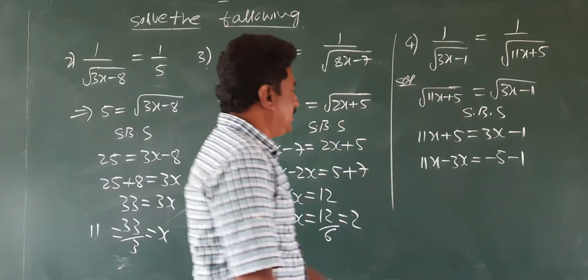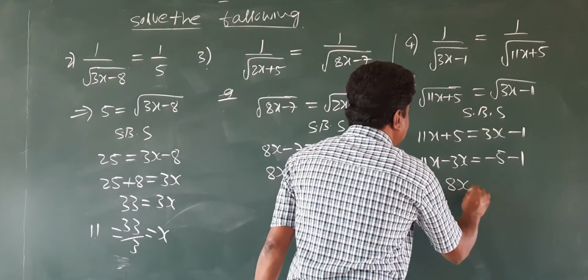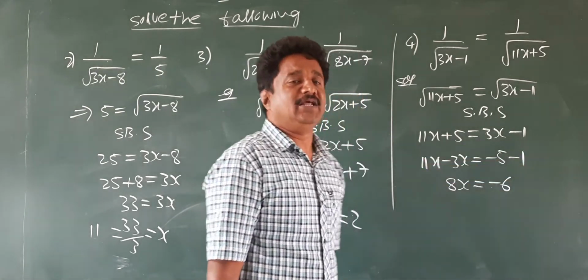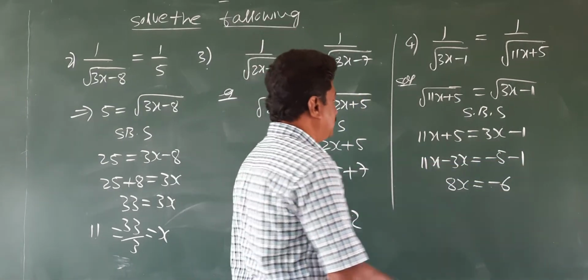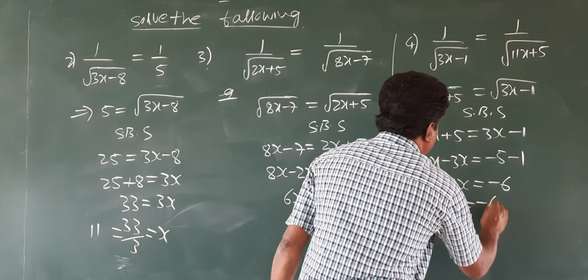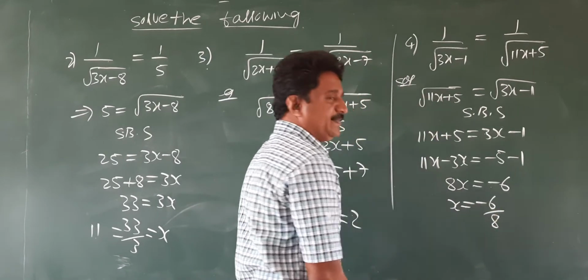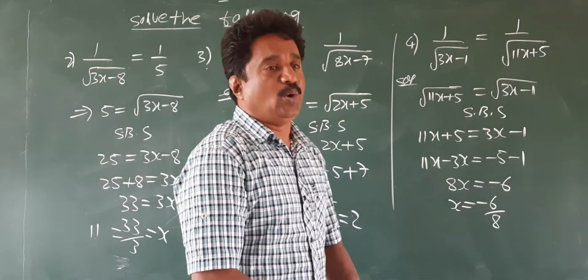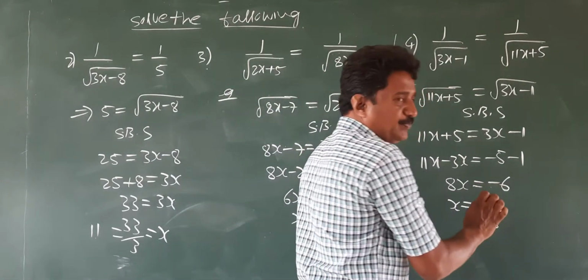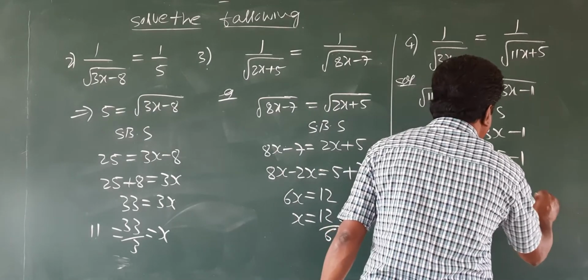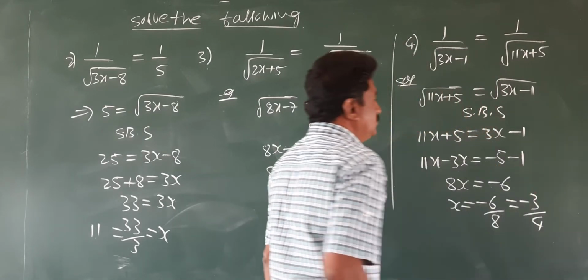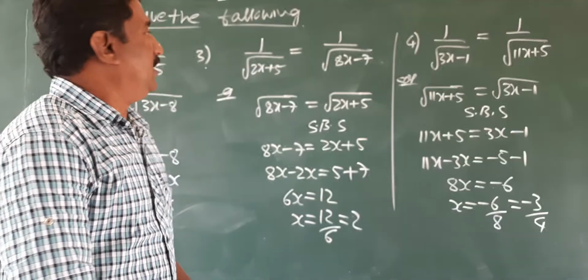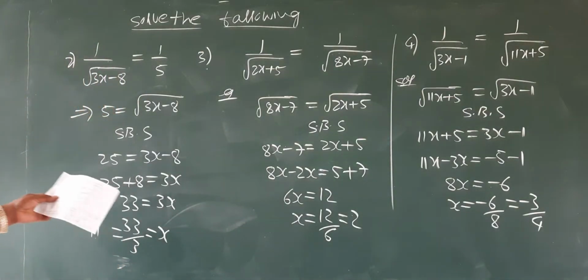8. 8x. So 8x is equal to minus 6. Minus 5 minus 1, it is minus 6. x is equal to minus 6 by 8. I think you can divide both the numbers by 2. So dividing by 2 is possible. So write minus 3 by 4. So we got the x value as minus 3 by 4. Let us go for the next question, students.